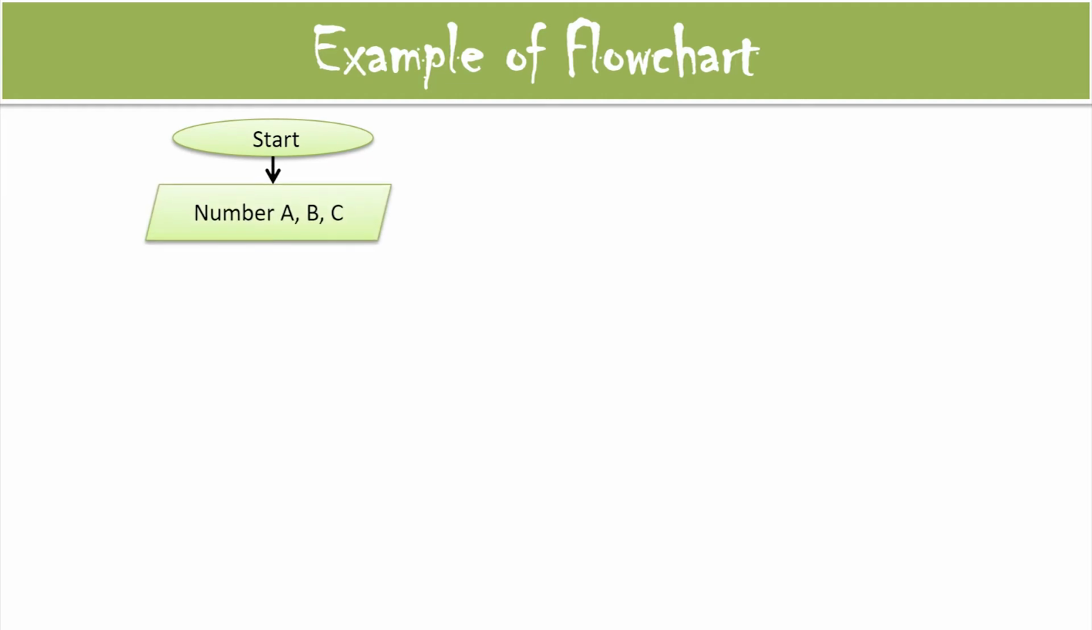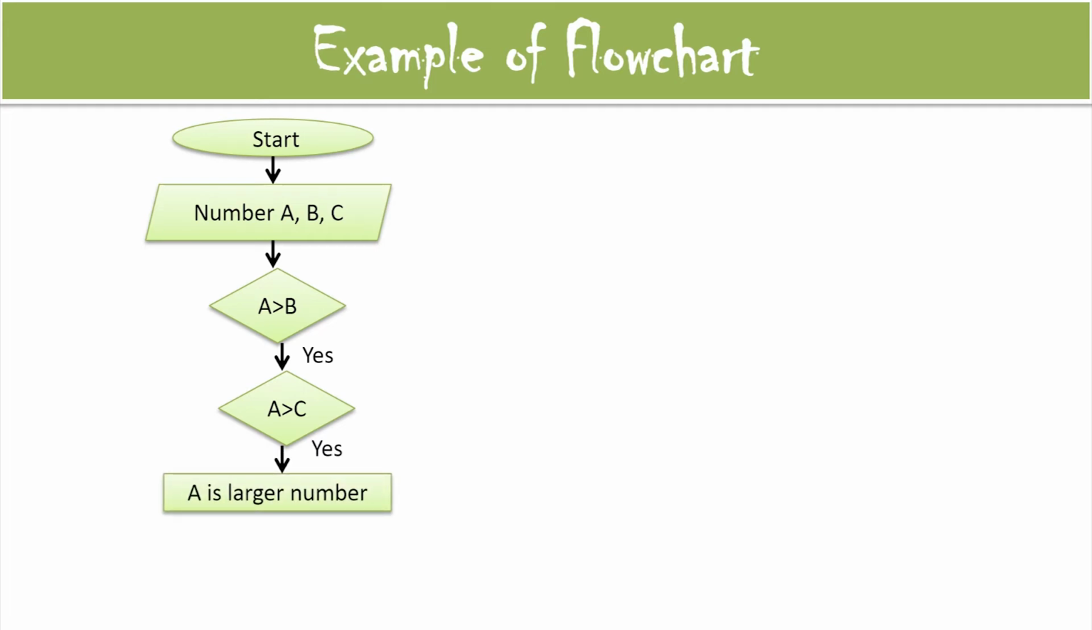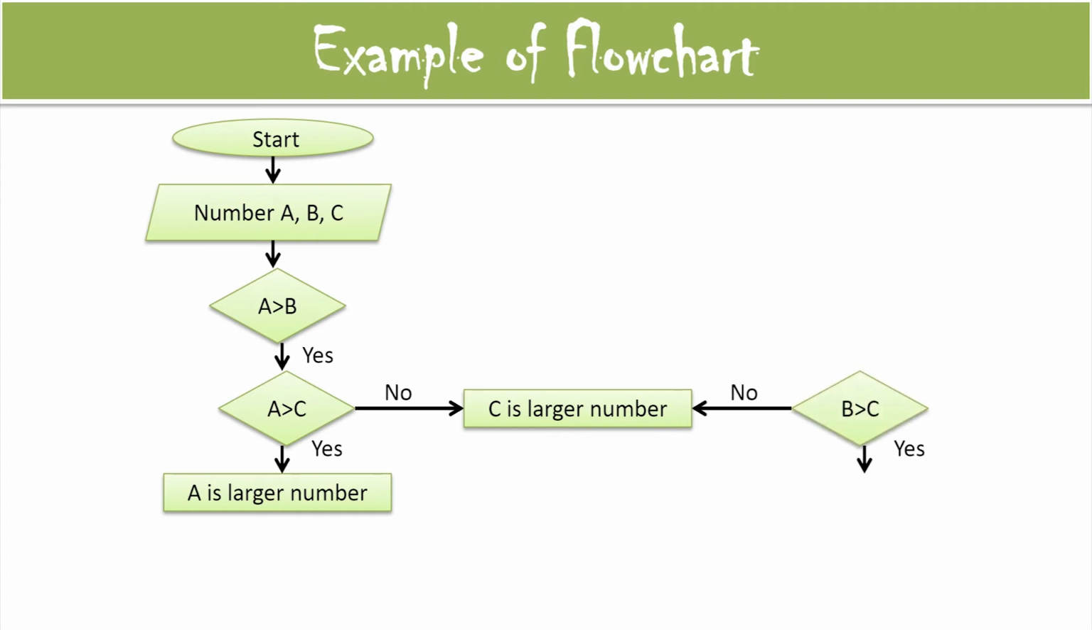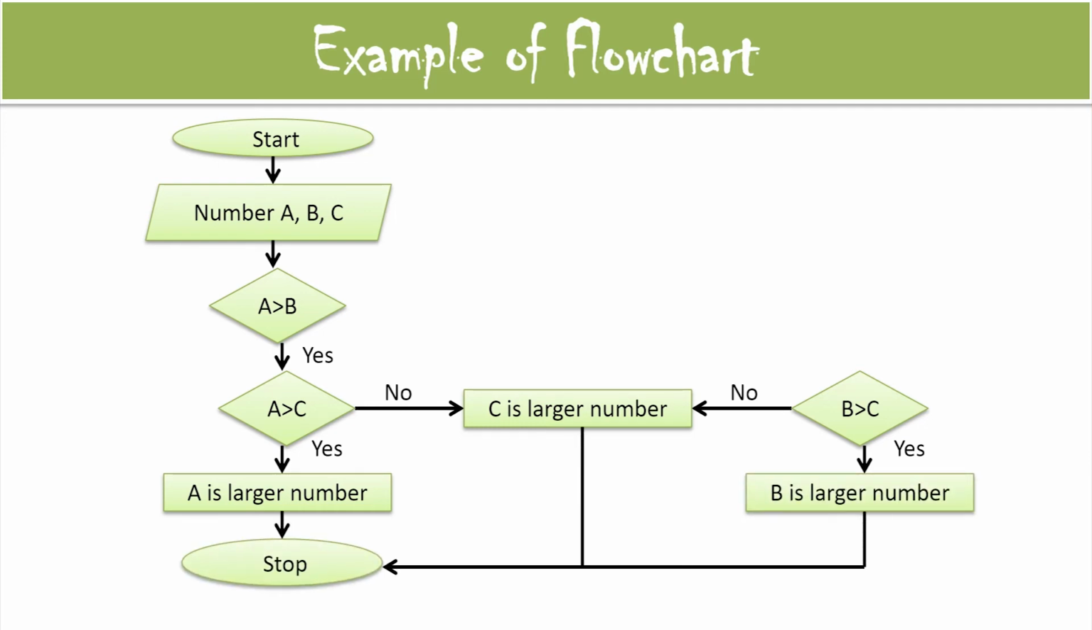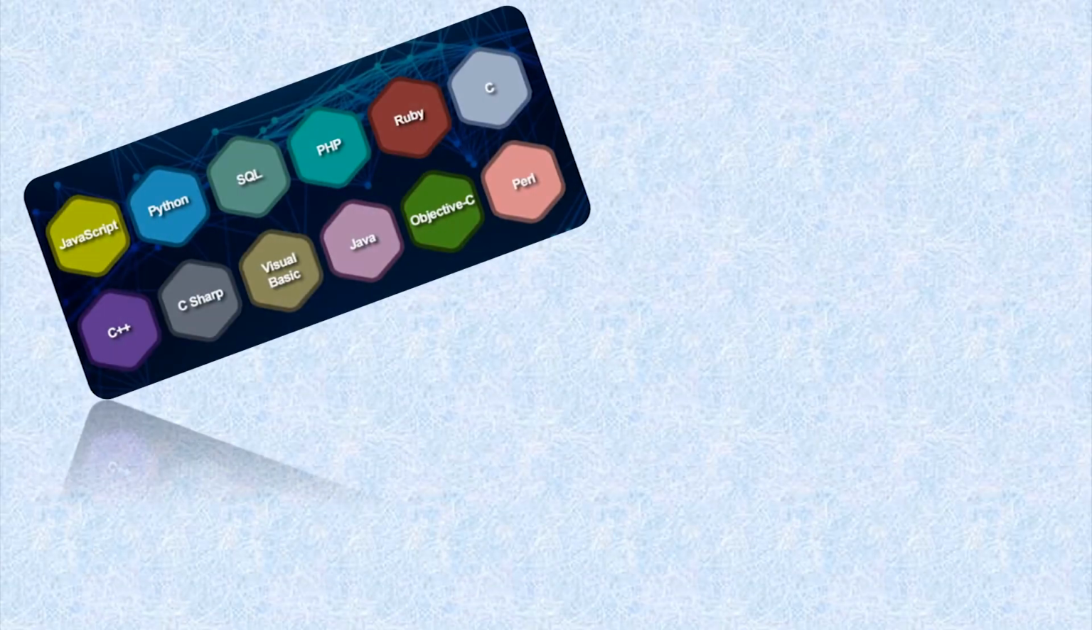Example of a flowchart to find the largest of three numbers: first of all, start and read three numbers, which include A, B, C. Then a decision is taken: if A is greater than B. If yes, then check if A is greater than C. If yes, then print A is the larger number. If no, then print C is the largest number. If the decision is B is greater than C, then print B is the larger number, and stop the processing.